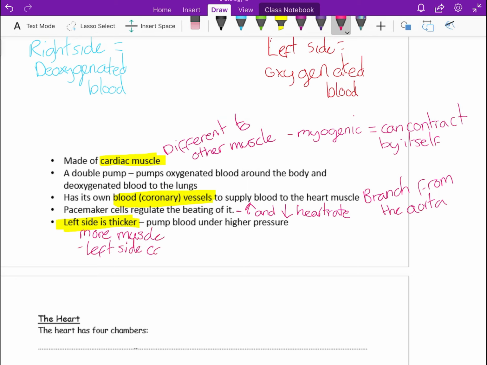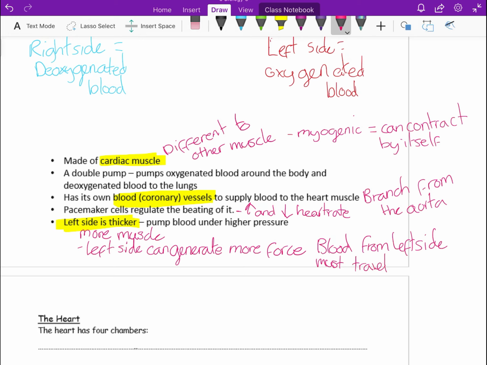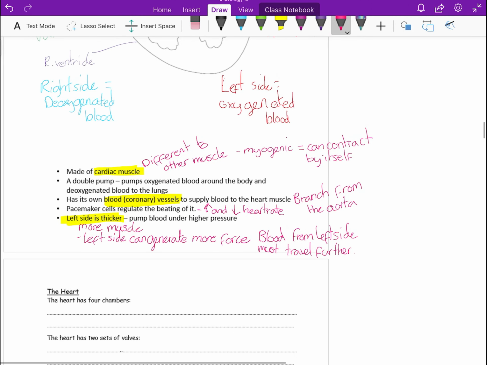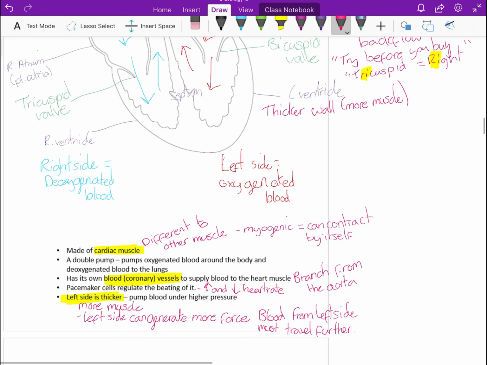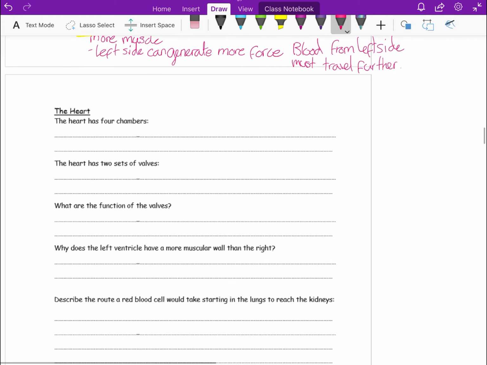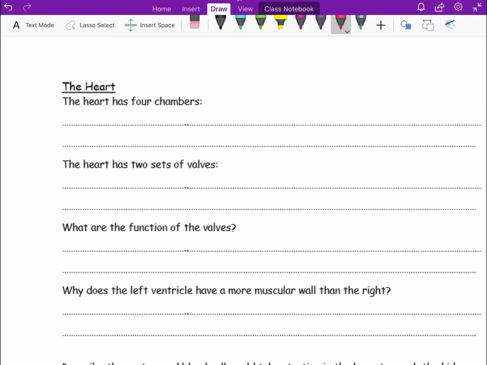And then with the left side of the heart, as I said, the left side is thicker. What this means is that there's more muscle. More muscle can generate more force with each contraction, and so the left side is able to generate higher pressure. It's able to pump blood out of the heart at a higher pressure. This is important because blood that's leaving the heart from the left side needs to travel further than blood that's leaving the heart from the right side. So from the right side, blood only needs to be able to go to the lungs, whereas from the left side, it needs to be able to go all the way around the body.